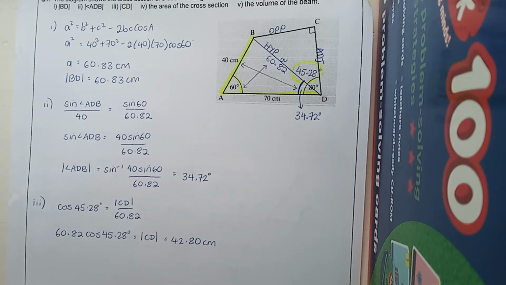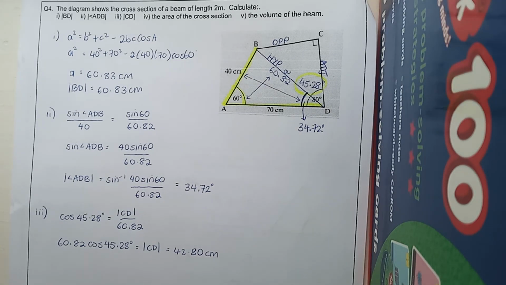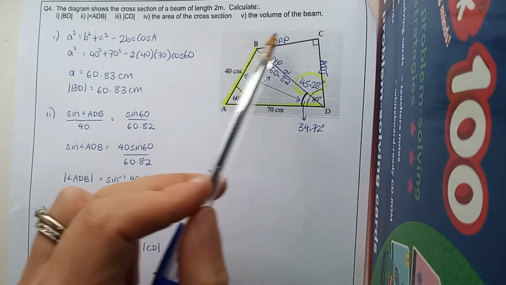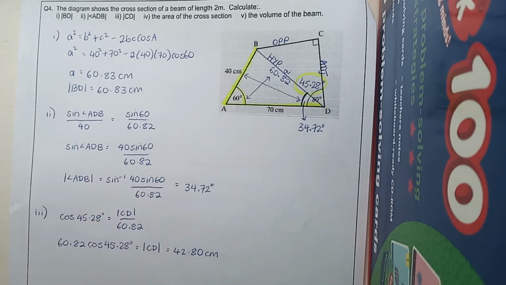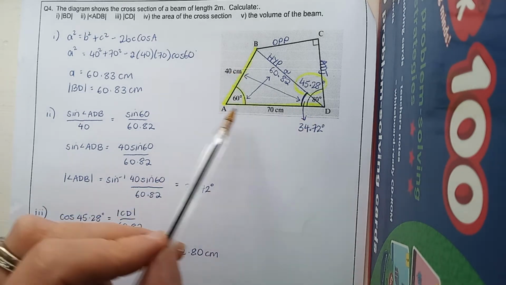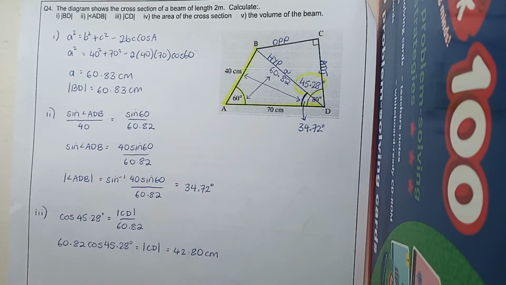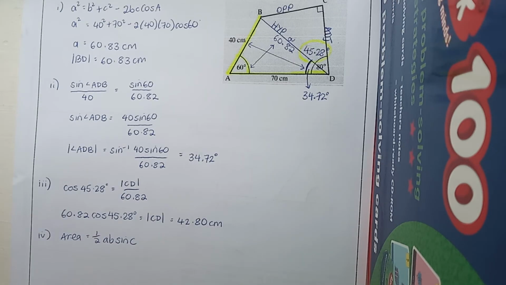Part 4 of the question asks me to find the area of the cross-section. Now, what do they mean by the cross-section? Well, the question says the diagram shows a cross-section of a beam, so they just mean find the area of this quadrilateral here. Again, I have it broken up into 2 triangles, and I'm going to be able to use those then in order to go ahead and get the areas of those 2 triangles and just add them at the end. So I'm just using that area equals half AB sine C rule.